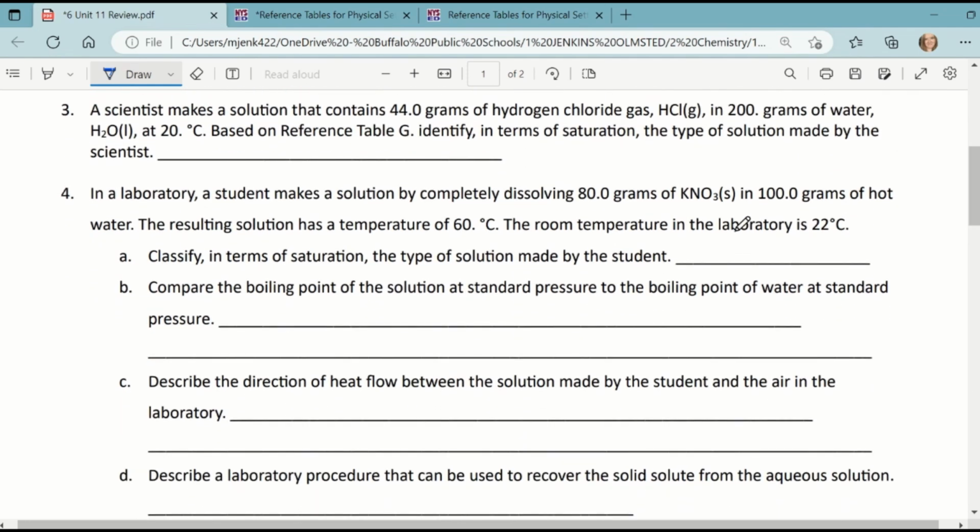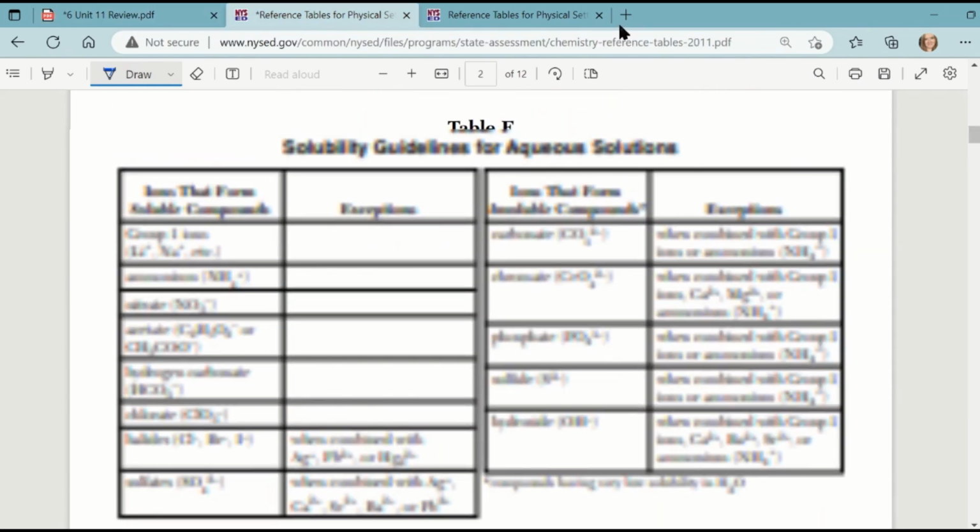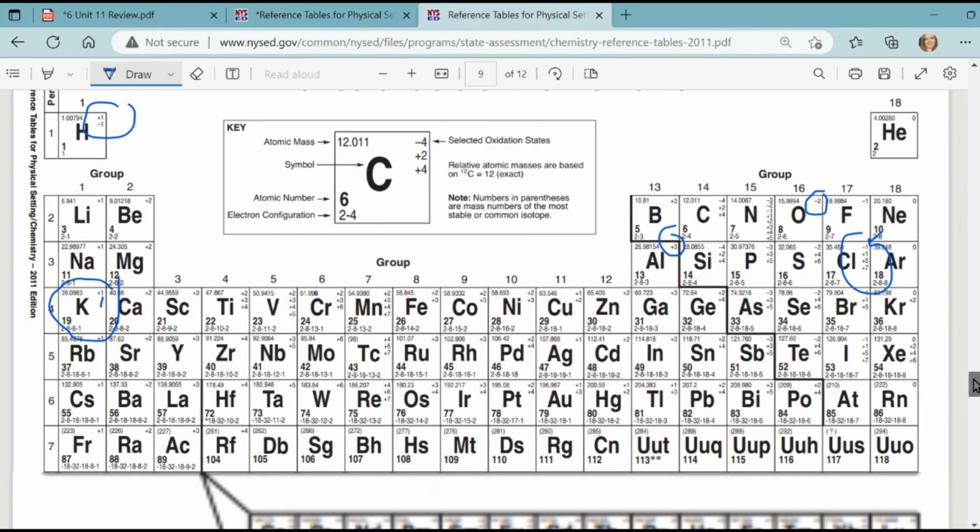A scientist makes a solution that contains 44.0 grams of hydrogen chloride gas and 200 grams of water. Based on reference table G, identify in terms of saturation the type of solution. So now I need to go to table G.